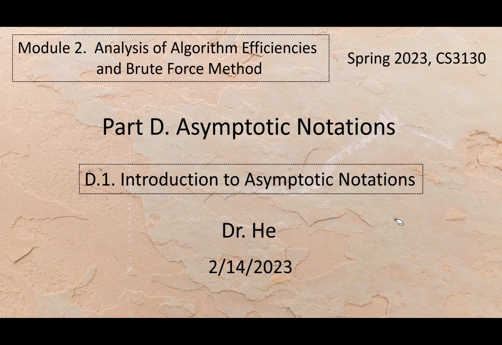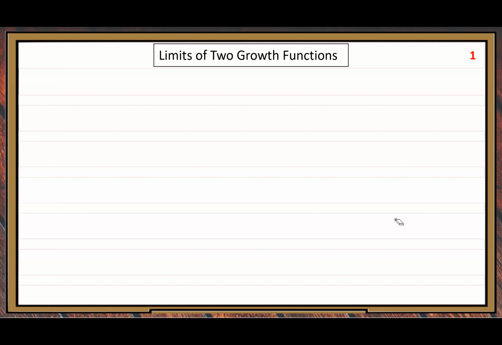All right. D.1, introduction to asymptotic notations. First, we like to know why we need to use this kind of very special, very abstract notations, asymptotic notations. All right, so we look at the limits of two growth functions. Now, last time I gave you some examples. We compare, so we calculate the limits of the ratios of two growth functions.